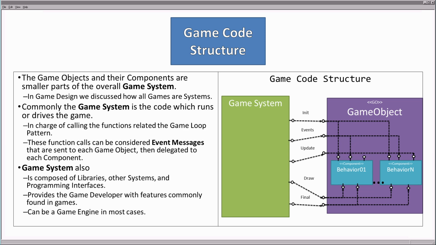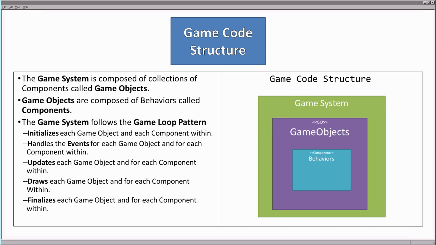Being a little more specific still, the game system also is composed of libraries and other systems such as programming interfaces. Game systems provide the game developer features that are commonly found in games, and for the most part, the game engine can be considered the game system.